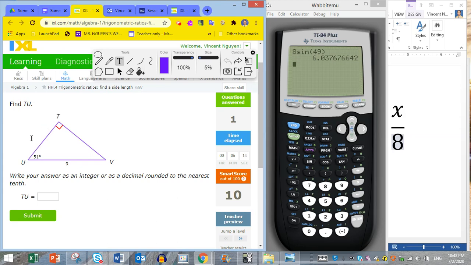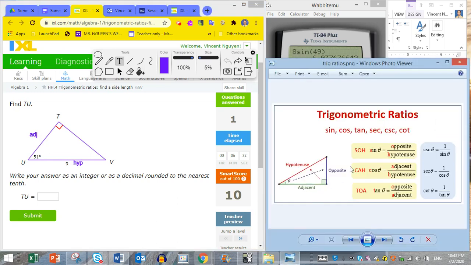And TU is right next to that. So I'm going to be working with adjacent, okay? Adjacent. And then I look at the other side, and it looks like the hypotenuse is given to me. So here I'm dealing with adjacent and hypotenuse. If you review your chart, adjacent over hypotenuse is the cosine function.